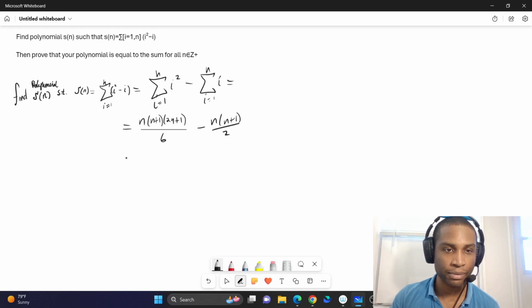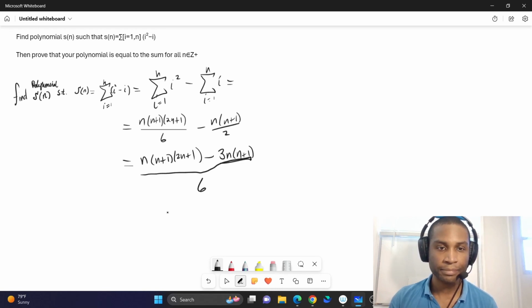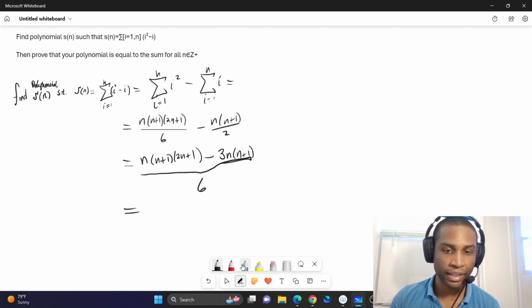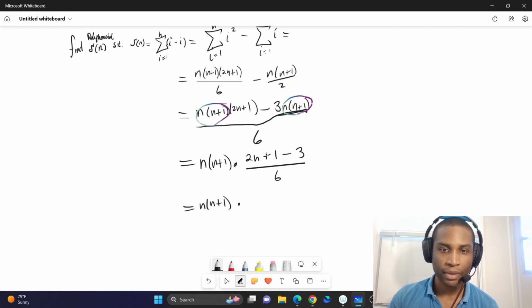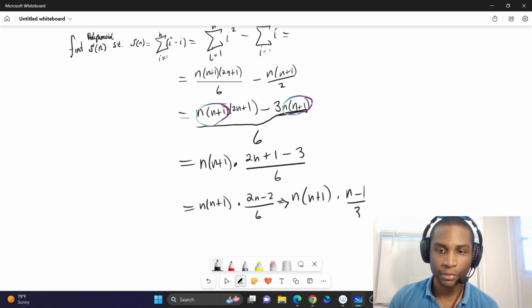Let's combine these two over 6. So if you notice, we can factor out an n times n plus 1 from both of these two terms here. Okay. 2n plus 1 minus 3 is really just 2n minus 2 over 6, which is the same thing as n minus 1 over 3.